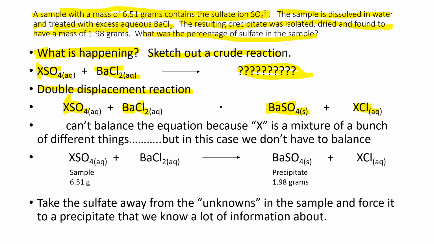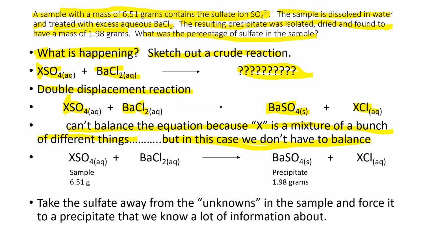You actually can't fully balance this equation because the X is a mixture of a whole bunch of different things. Maybe molecular things, maybe ionic things. We don't know, and we don't really care. We don't have to have this fully balanced. So at this point, what do we know?